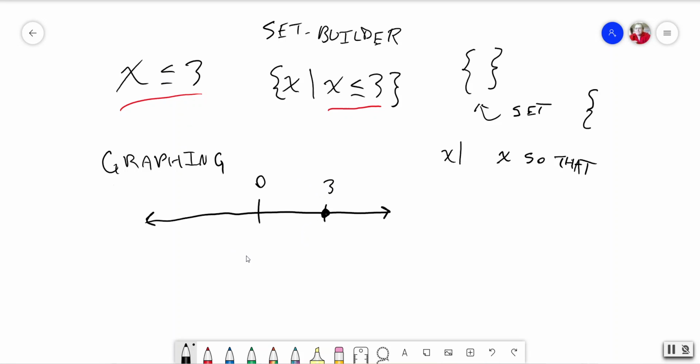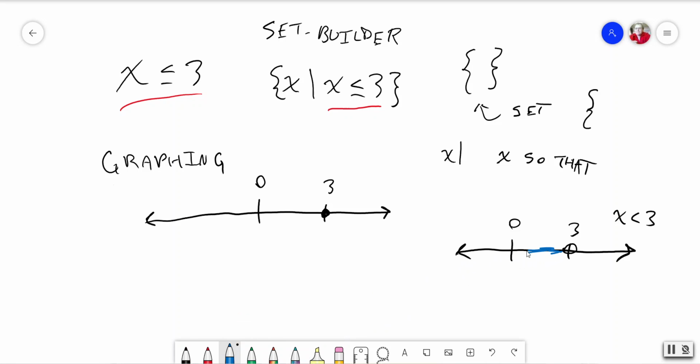If it had been strictly less than, if it had been x is less than 3, you would put an open dot because 3 is not included here. The open dot's like you just punched out the area with 3, everything else works. In both cases, and I will change colors so you can see it more clearly, we draw an arrow to the left because this is less than 3.